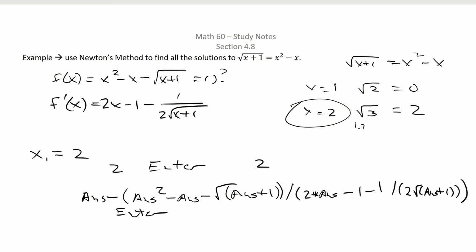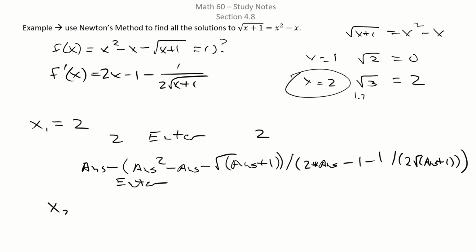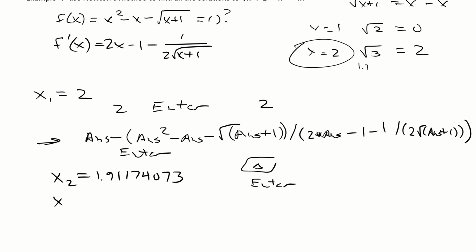So I'm really telling you how mechanically I do that. When I do that, I got x2 became 1.91174073. And of course, I hit that thing again, and I hit enter, and I get the same readout, run it again, and I get x3 turned out to be 1.897185923.